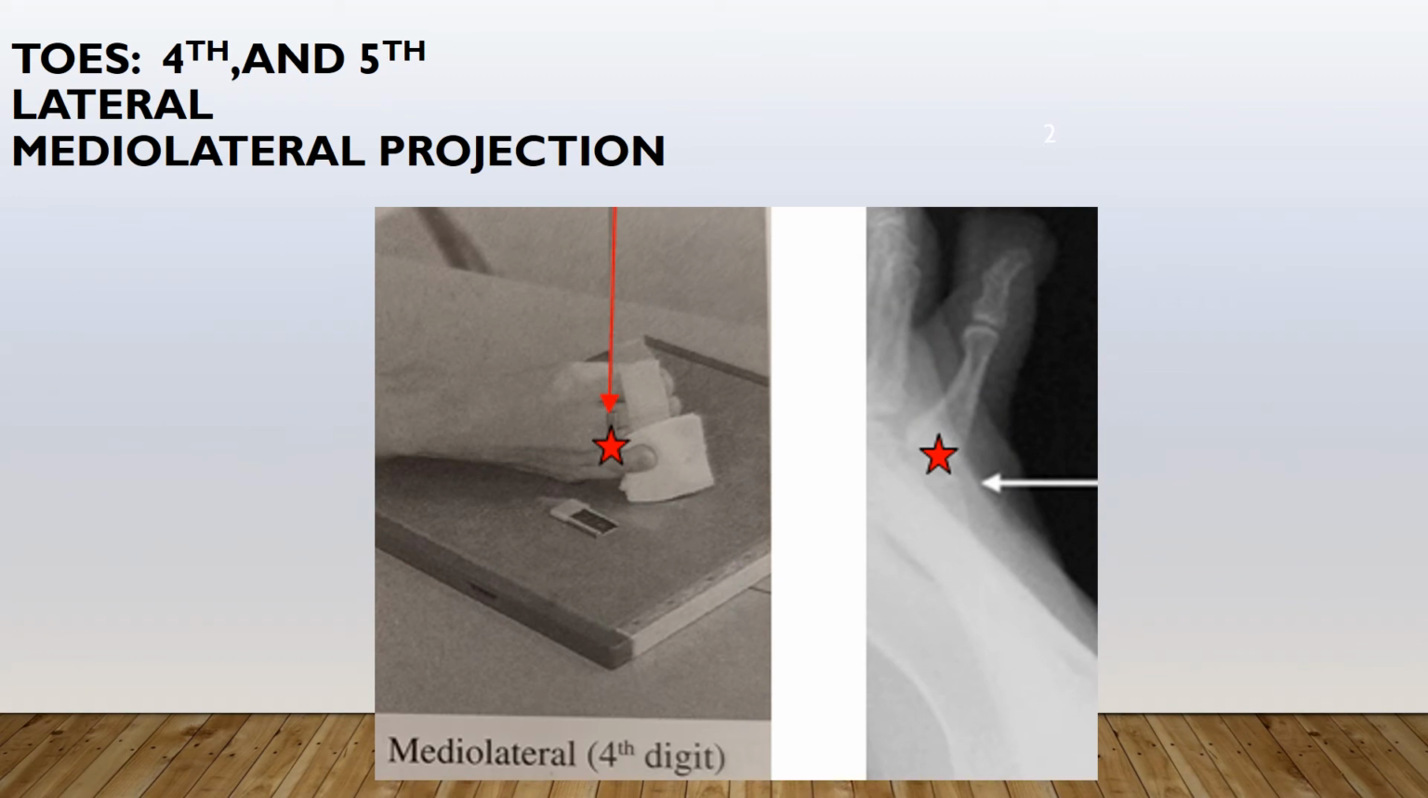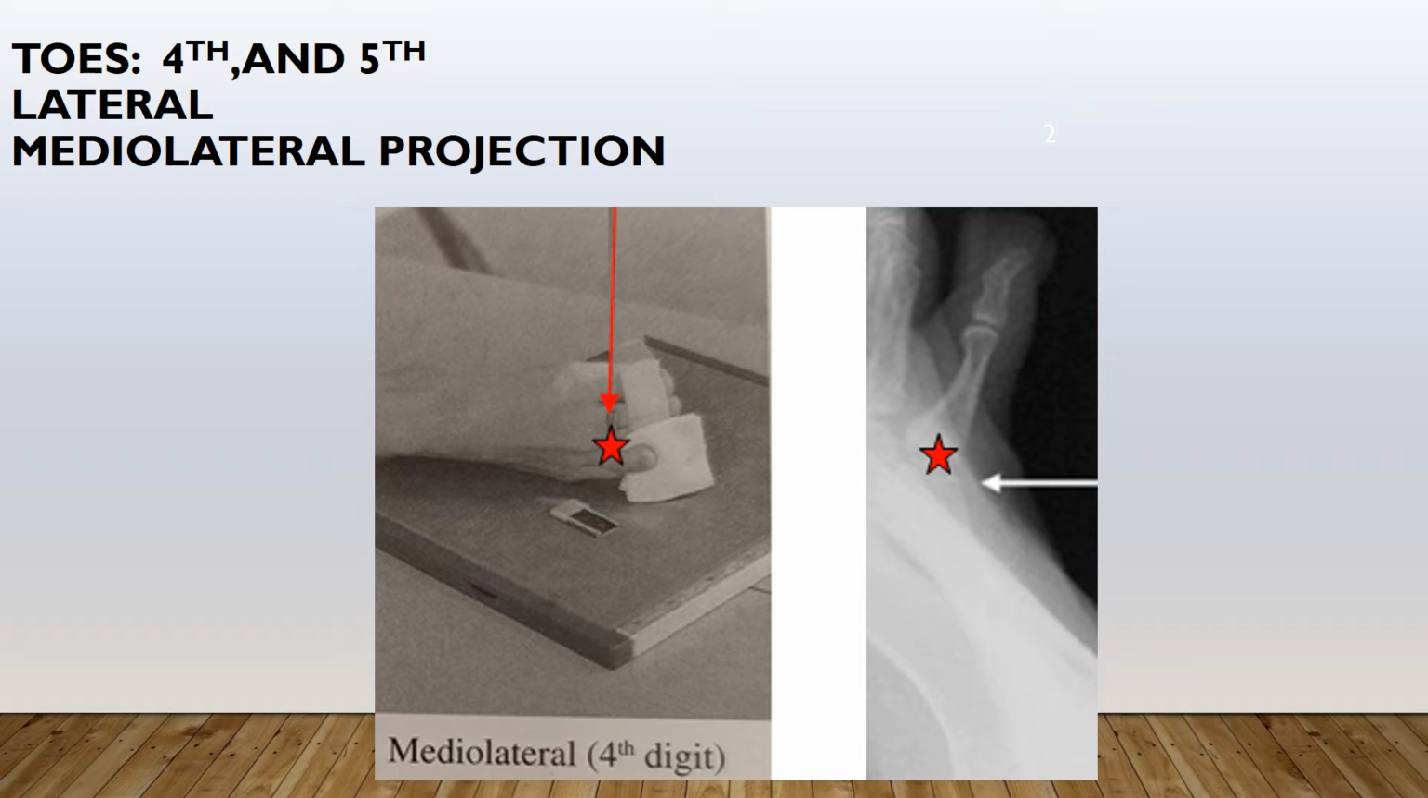For my lateral on my fourth and fifth toes, I want to make sure that the patient is lying upon the affected side and adjust the leg and foot in the lateral position with the patella perpendicular to the table. I'm going to center the toes and adjust the plantar surface perpendicular to the image receptor. And my central ray is going to be perpendicular to the proximal interphalangeal joint for the fourth and fifth toes. I'm always going to use a lead marker to indicate the digit of interest, and I'm going to place a right or left marker.